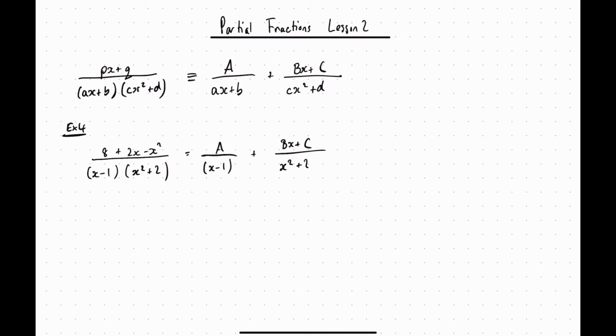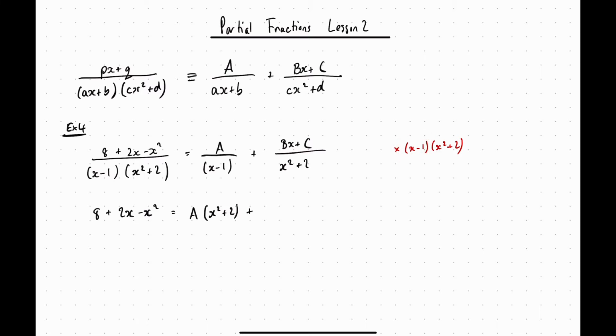Okay, when we times through by our (x minus 1)(x squared plus 2) like we did in the previous lessons, what that's going to give us is 8 plus 2x minus x squared is equal to, so timesing this by this, the x minus 1s will cancel out, leaving me with x squared plus 2. So that'll be A(x squared plus 2) plus, when I times the Bx plus C by (x minus 1)(x squared plus 2), the x squared plus 2's will cancel out, but all of the Bx plus C will be multiplied by the x minus 1.